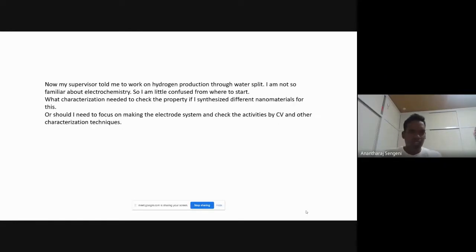And yeah, now my supervisor told me to work on hydrogen production through water splitting. I'm not familiar with electrochemistry. I'm a little confused where to start. What characterization is needed to check the properties if I synthesize different nanomaterials for this?